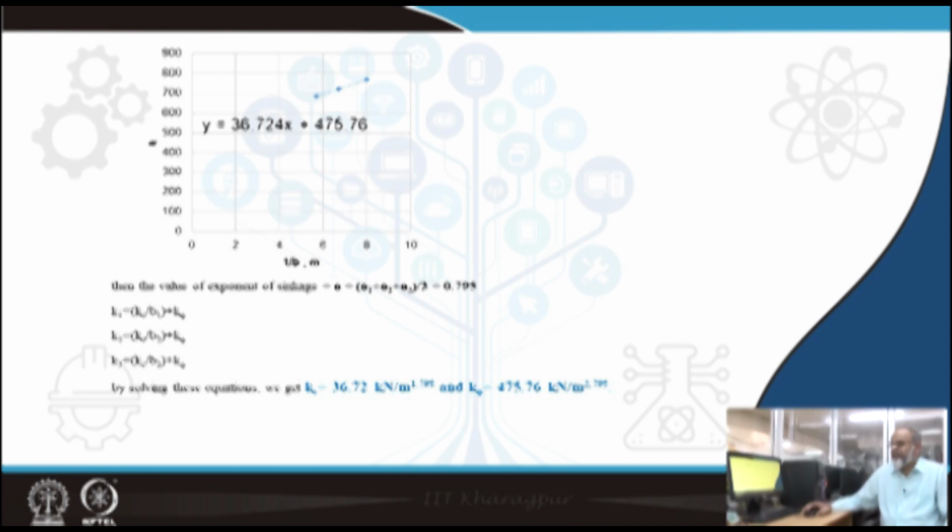So finally, what we have arrived at is Kc equal to 36.72 kilonewton per meter raised to the power 1.795, and K phi equal to 475.76 kilonewton per meter raised to the power 2.795. The units of Kc and K phi are not the same, as we know that they are dependent on the exponent of sinkage. That's why there is a variation. In one case we are getting meter raised to the power 1.795, and in the other case meter raised to the power 2.795.